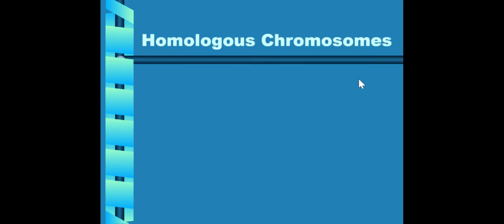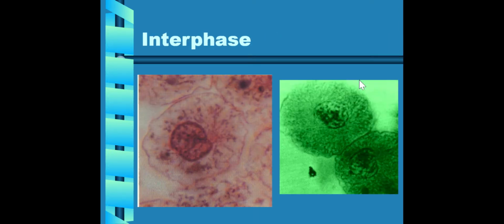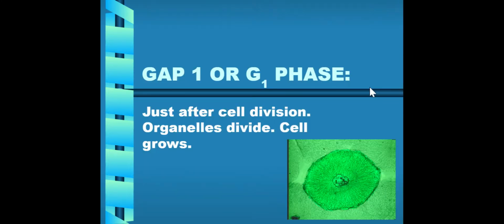Well, that's just some background on chromosomes. So we're going to talk about the cell cycle now. There's this time that we call interphase. That's actually the longest part of a cell's life. And I'll show you an overall view of the cell cycle later.